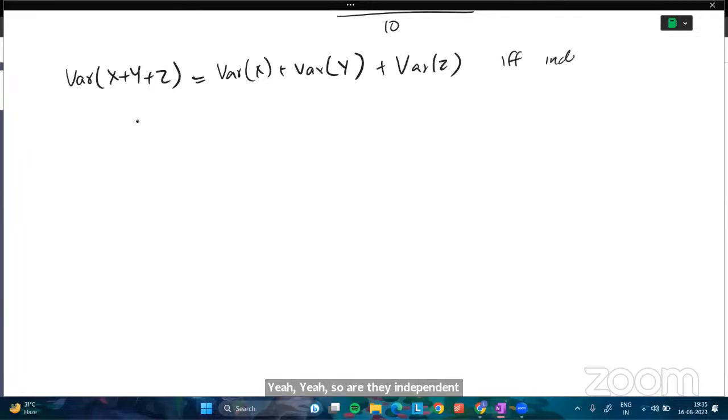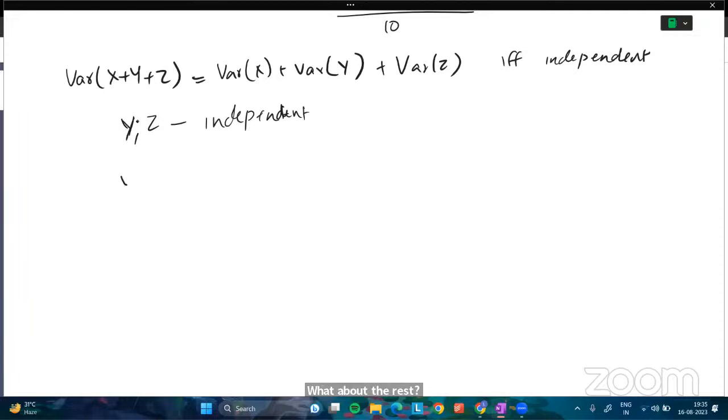Yes, ma'am. Can I know how you know they're independent? This is 10.6, question 3. Yeah, so we know that y and z are independent. That is given to us. What about the rest? We also know that y is equal to 2x, right? If y is equal to 2x, then are y and x independent?